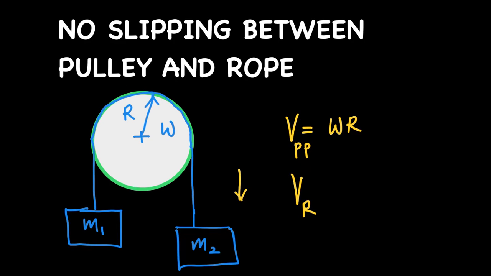If you assume that there is no slipping between pulley and rope, then that essentially means the velocity of the rope is equal to the velocity of the pulley at the periphery. So that will be simply VR equal to omega R.